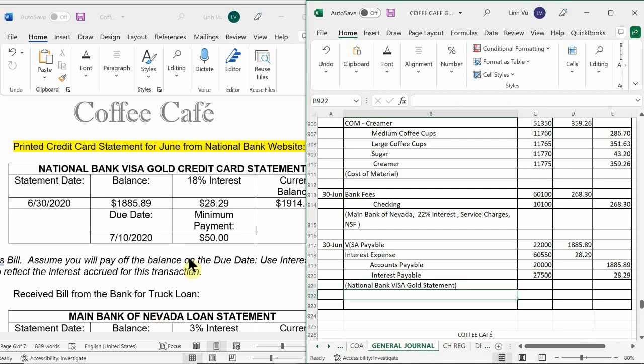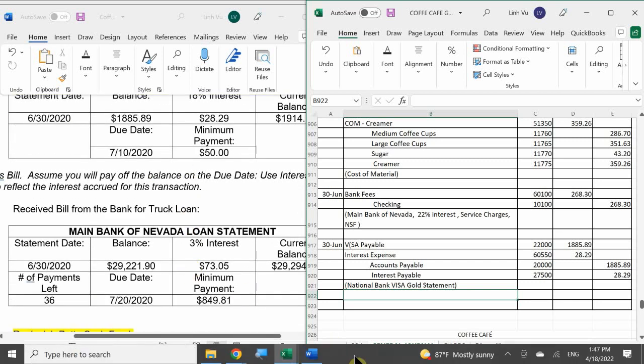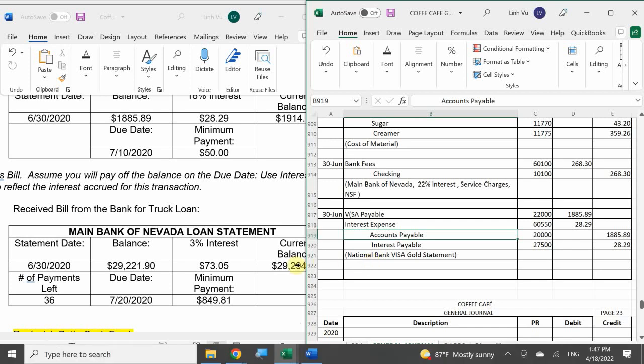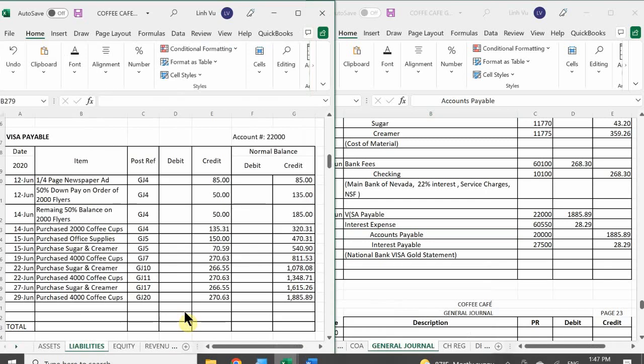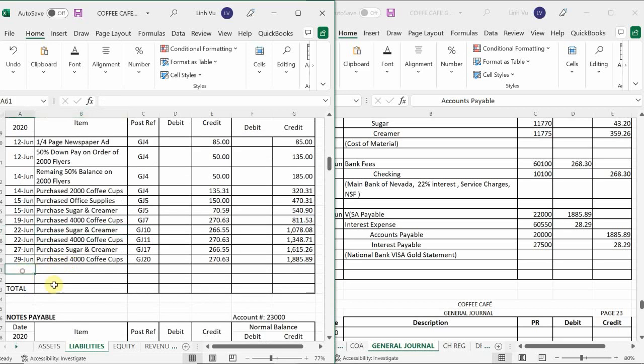So what's next? What's after the journal? The ledger. Okay, so let's update my ledger account. In this case, I have Visa payable, which is where I just left off. And I'm going to go ahead and put the date in here.